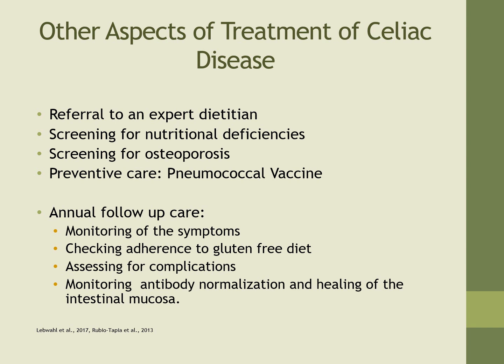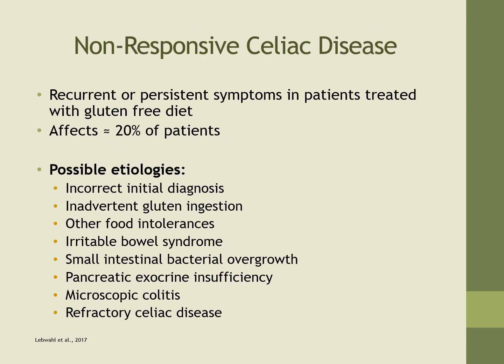Monitoring includes verification of antibody normalization and healing of the intestinal mucosa. The normalization of antibodies does not necessarily mean the healing of intestinal mucosa. The only way to verify healing of the mucosa is through the biopsy by the gastroenterologist. Annual follow-up is recommended. There are about 20% of patients treated with a gluten-free diet who will have persistent or recurrent symptoms. It is very important to confirm the initial diagnosis in those patients.